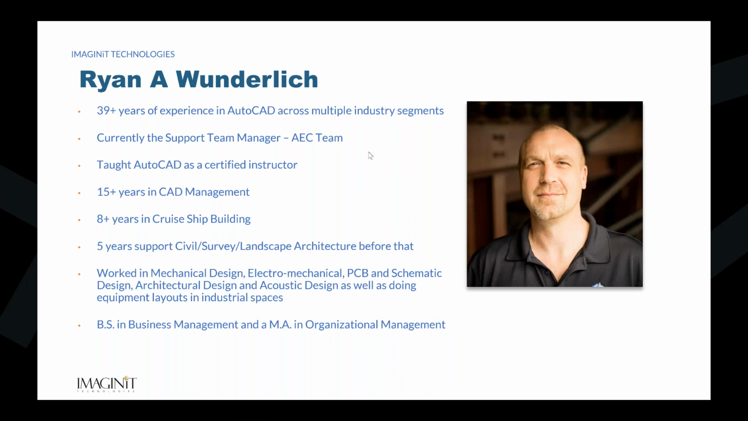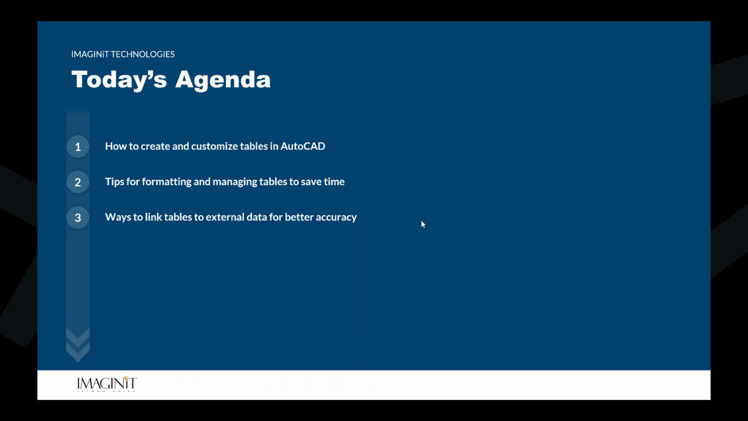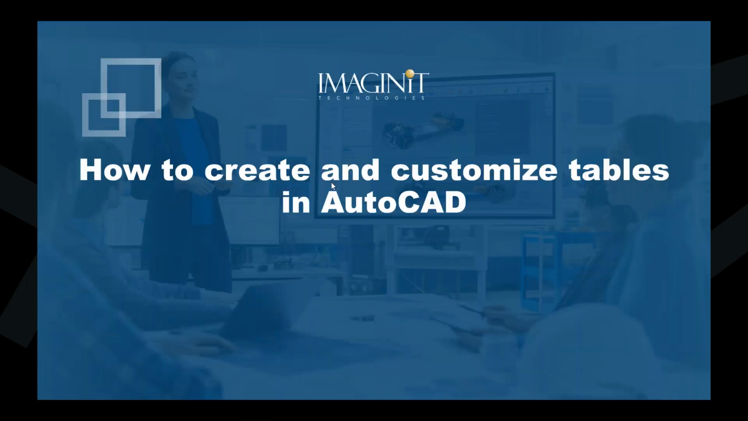That said, we'll get right into the meat of this. So today's agenda, we're going to talk about how to create and customize tables in AutoCAD. We're going to talk about some tips for formatting and managing tables to save time. Then we're going to talk about ways to link tables to external data for better accuracy, i.e. linking to Excel worksheets. And we're going to talk about some of the pitfalls that come with that. So with that, we'll get into how to create and customize tables in AutoCAD.